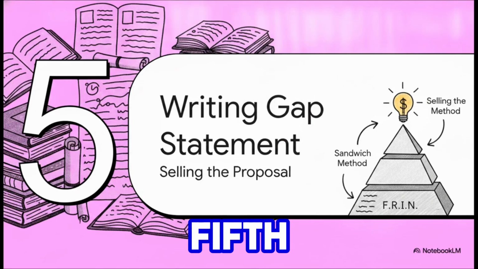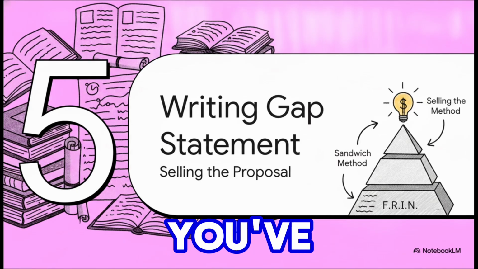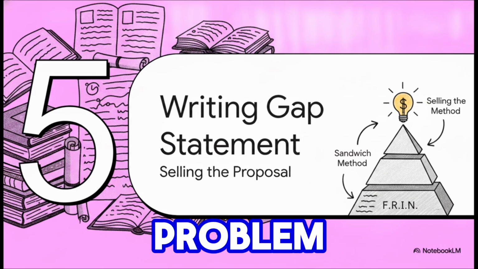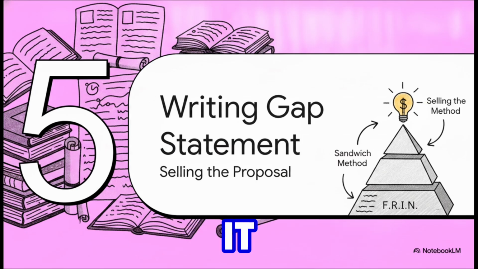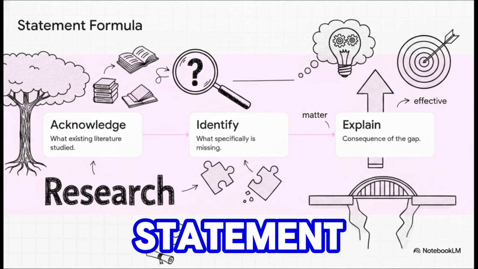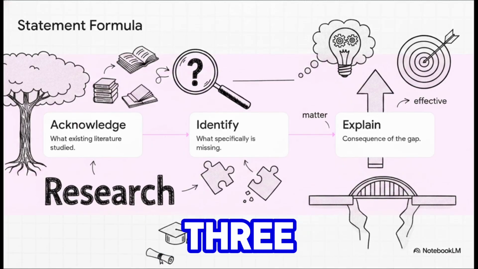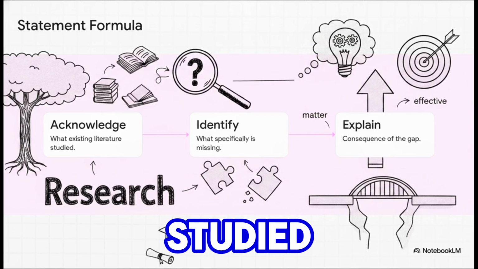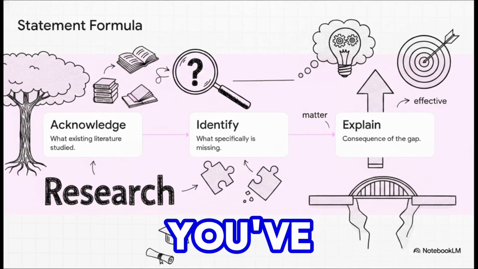Which brings us to our fifth and final section, writing your gap statement. You've scanned the literature, you've found your FRIN, you've used the sandwich method to conceptualize the problem. Now, how do you actually sell it? An effective research gap statement follows a highly effective three-part formula. Step 1. Acknowledge what existing literature has studied. You want to cite specific papers here to show you've done your homework.